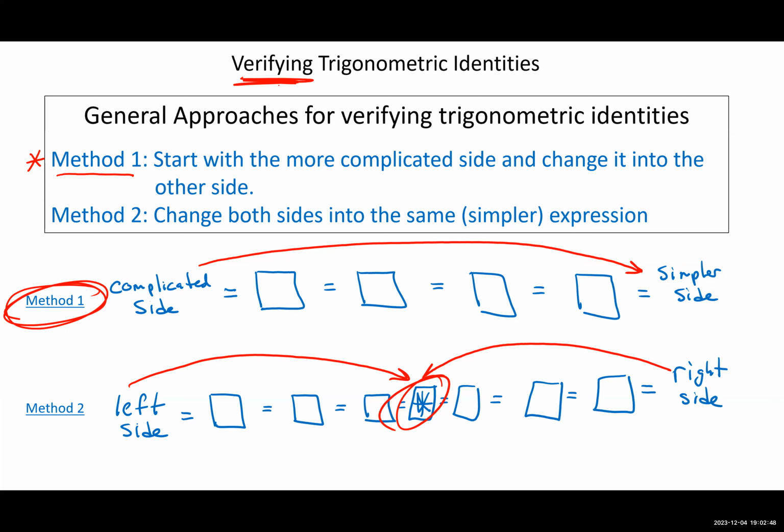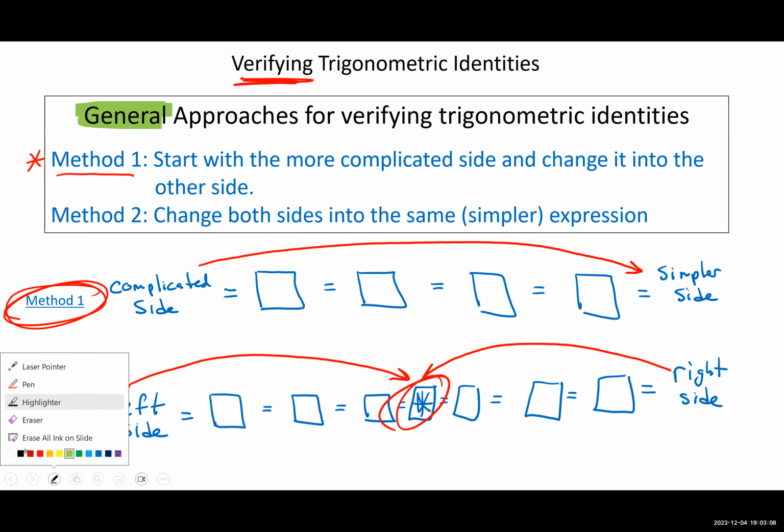All right, so now back to that first problem. Well, how do we do this specifically? These are the two general approaches. You either turn one side into the other, or you turn both sides into the same thing, right? But now specifically, how do we go about that? Well, there is no step-by-step process I can tell you. There's no algorithm to follow. It's a bit more like solving a puzzle.